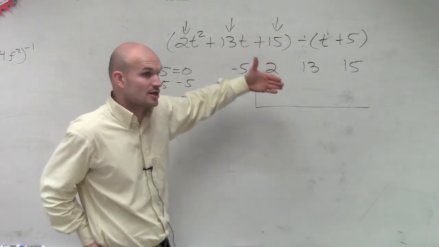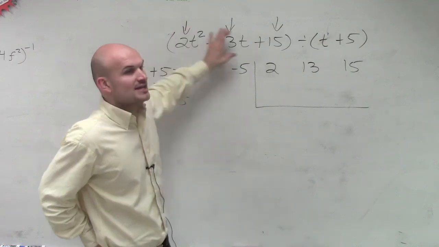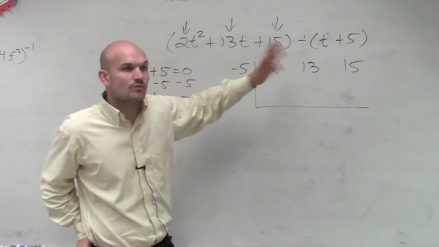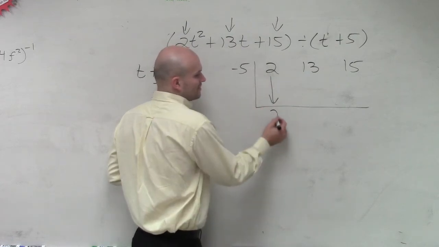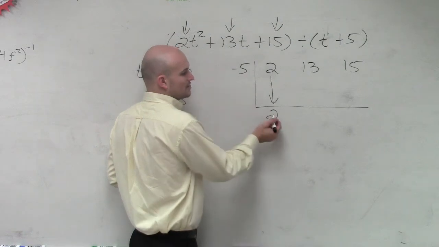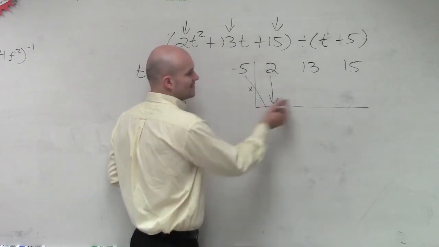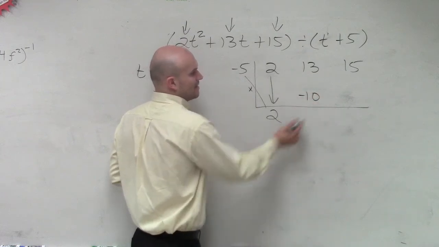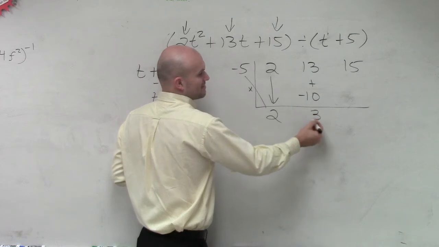If you were missing a term, you always start with your highest degree. But then as you go down, if you're missing one, yes, you have to include a 0. So now the first one is bring down your freebie, which is a 2. Everybody can bring down the first one. It's a freebie. It's 2. 2 times negative 5 is negative 10. Then you add vertically. 13 plus negative 10 is a positive 3.